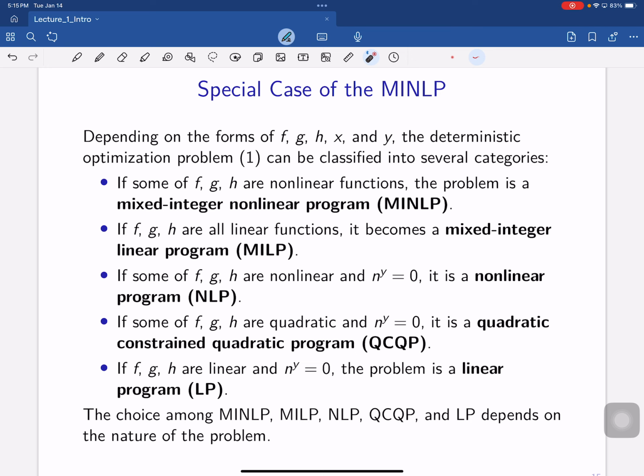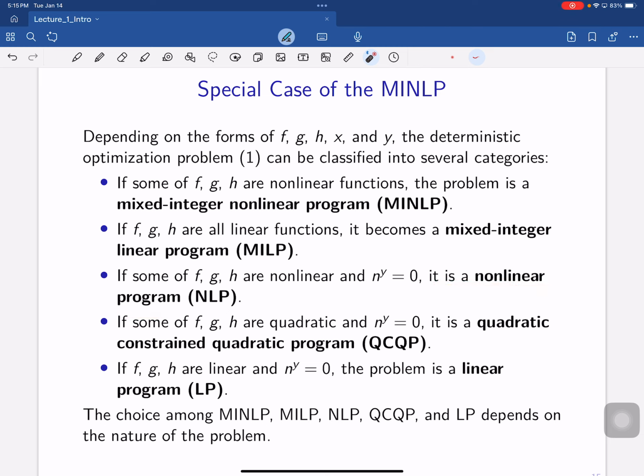And then if some of the f, g, and h are nonlinear, but n superscript y equals 0, that means the dimension of the binary variables is 0, right? You only have continuous variables, then we are talking about a nonlinear program, or NLP, okay?